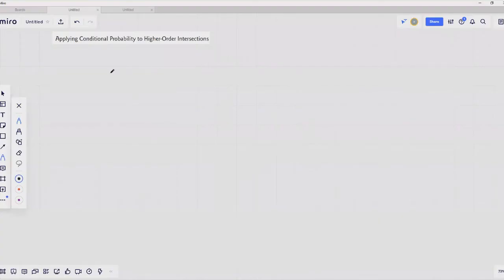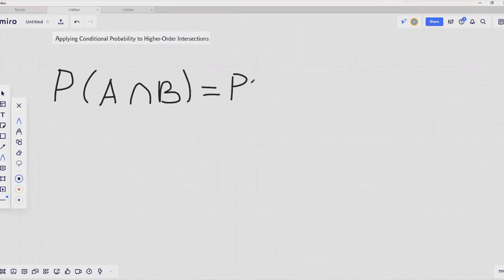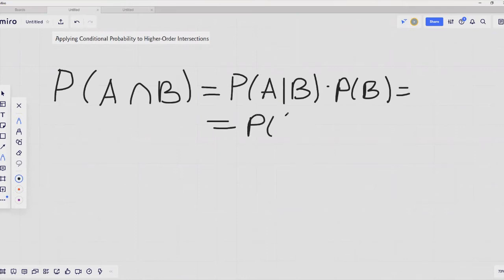We have seen that conditional probabilities may come in handy when calculating probabilities of intersection of two events. So if you're looking for the probability of intersection of A and B, this might be expressed as conditional probability A given B multiplied by probability of B, and also as conditional probability B given A multiplied by probability of A.